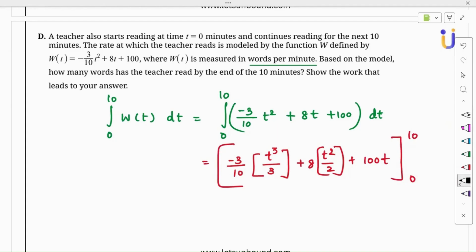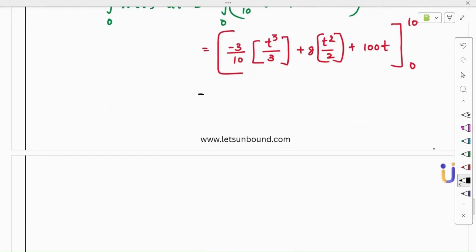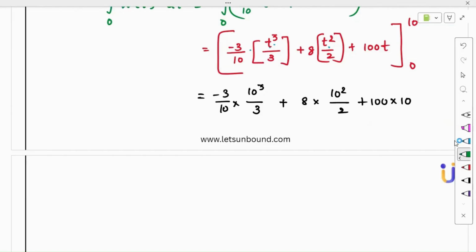Now we need to plug in the values and simplify this. So negative 3 by 10, and I'm going to apply the upper limit, 10 cubed by 3, plus 8 into 10 square by 2, plus 100 into 10. And when you apply 0, everything is 0, since 0 times anything is 0. So everything will get nullified. So lower limit, when you apply, it's 0. So minus 0 means nothing. So that's it. And cancel this 3, cancel.